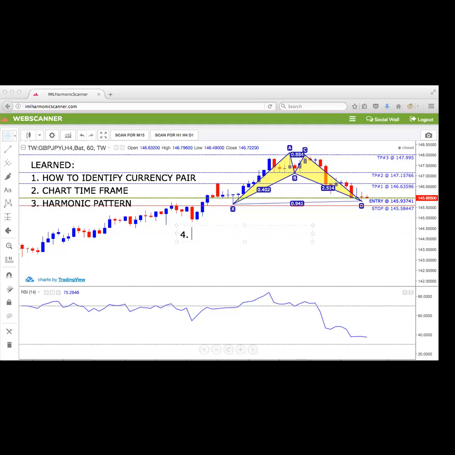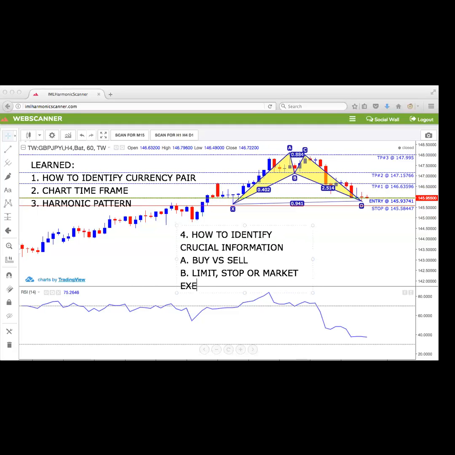Number 4, how to identify crucial information. Like what? What's the crucial information that you had to identify for your trade? Determining if it's a buy or sell. First you have to determine your currency pair. Okay, buy or sell. Whether it was a limit, stop, or market execution.